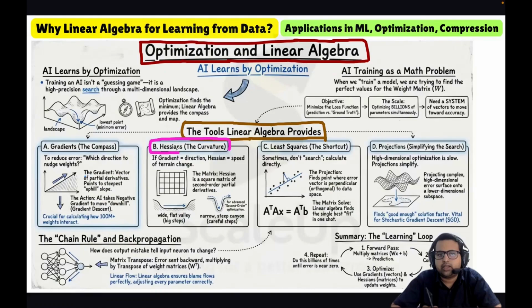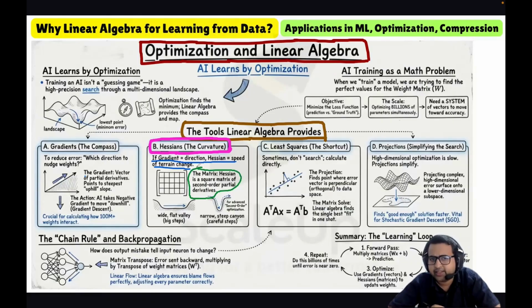Hessians, the curvature. If the gradient tells you the direction, the Hessian tells you how fast the terrain is changing. Hessian is giving us the information about the curvature. So gradient gives us the direction, and Hessian tells us the speed of terrain change. Hessian is a square matrix of second order partial derivatives.